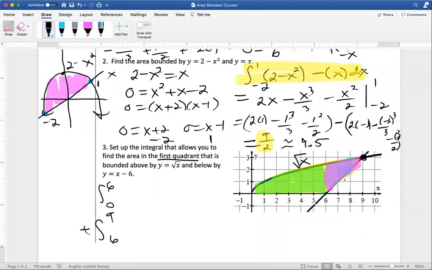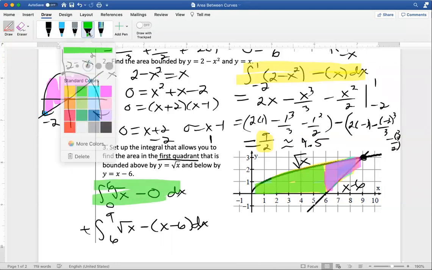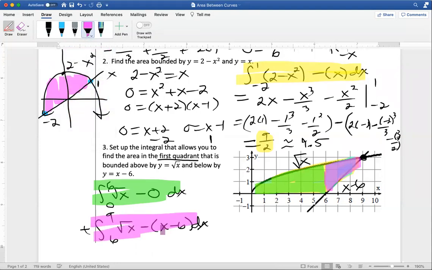Okay, this top function is square root of x, this bottom function is x minus 6. So in the first one, I'm going to do top, square root of x, minus the x-axis, which is 0. And in the second one, I'm going to do top, square root of x, minus bottom, x minus 6. Okay, so this is the green area, and the other one is the pink area. So we set that up as two different integrals.